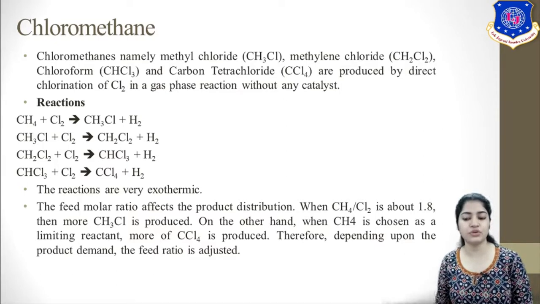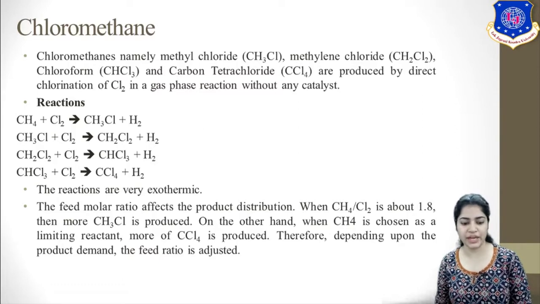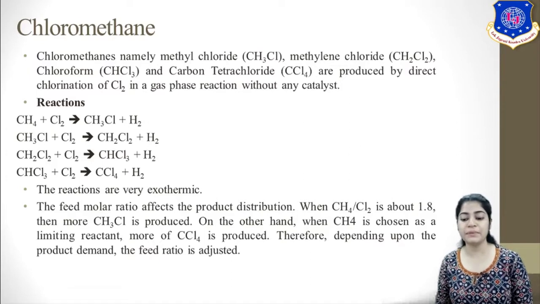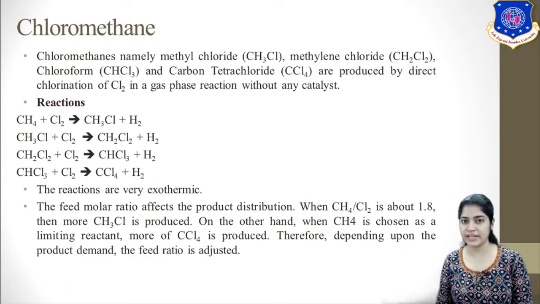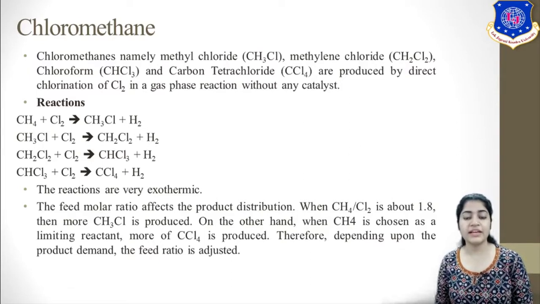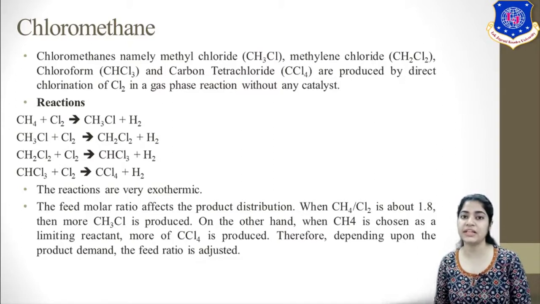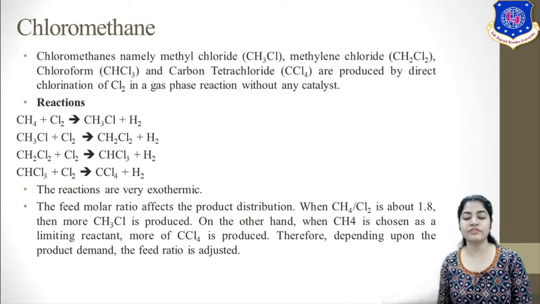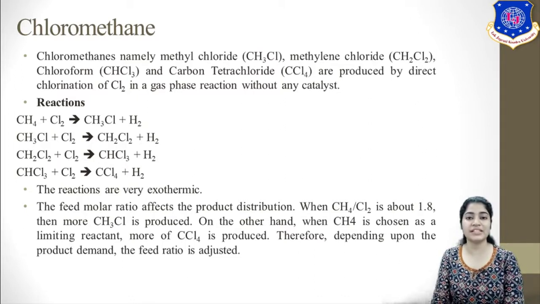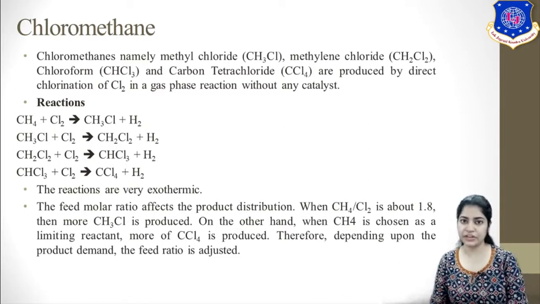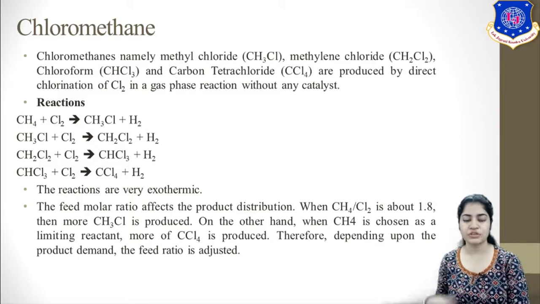When the CH4 to Cl2 ratio is 1:8, more CH3Cl is formed. If you keep the mole ratio of methane to chlorine at about 1:8, then CH3Cl, the methyl chloride, will be formed in abundance. On the other hand, if you choose methane as the limiting reactant, then more carbon tetrachloride will be formed. So you can see how the feed ratio affects your product, right? Based on the product demand, you can adjust your feed ratio.